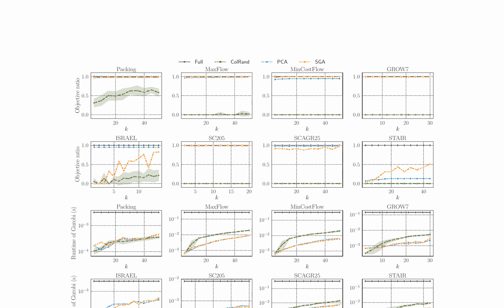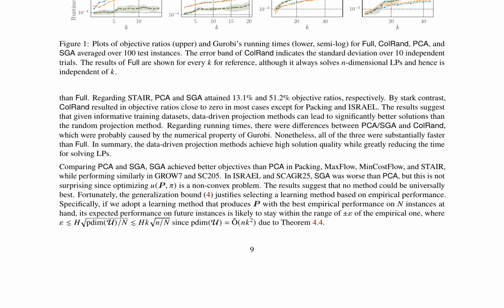Comparing PCA and SGA, SGA achieves better objectives in packing, max flow, min cost flow, and stare, while performing similarly in Gross 7 and South Carolina 205. In Israel and SCAGR25, SGA performs worse than PCA, which is not surprising since optimizing U, P, pi is a non-convex problem. The results suggest that no method can be universally best, but the generalization bound 4 justifies selecting a learning method based on empirical performance.